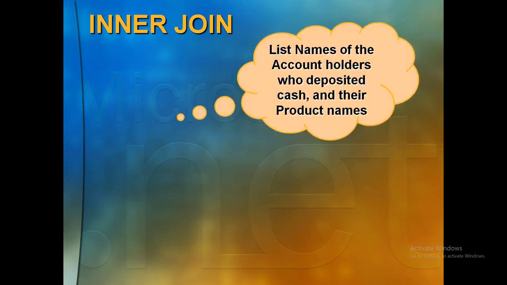List names of the account holders who deposited cash and their product names. Now you need to analyze how many tables I should join. List names of the account holders. So you know that you should use the account master table. Fantastic. Who deposited cash? Where is this information available? This is available in the transaction master table. And their product names are available in a table called the product master table. So I need to join three tables: account master, transaction master, plus product master.